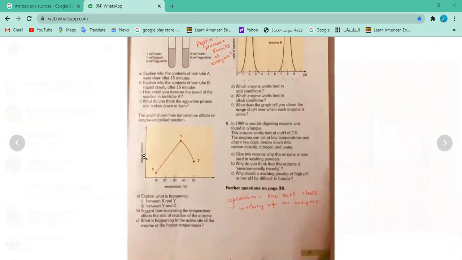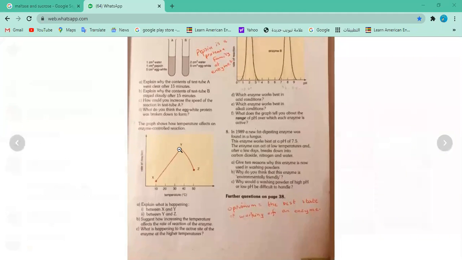The rate of reaction is decreased. So why this is decreased, you can write it down if you have time. Yes, because the enzyme is denatured. Okay, part B. Omahil, yes, go ahead. Part B, suggest how increasing temperature affects the rate of reaction of the enzyme.